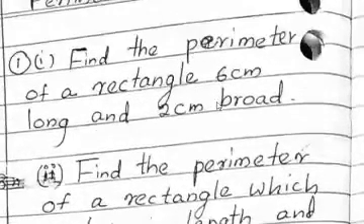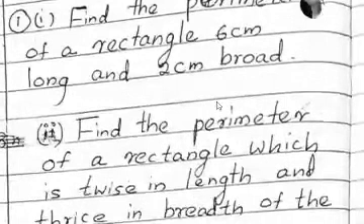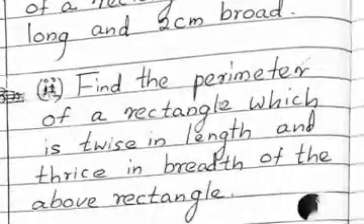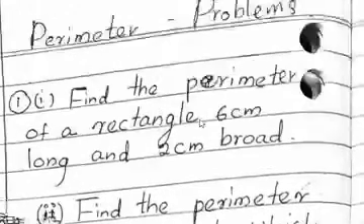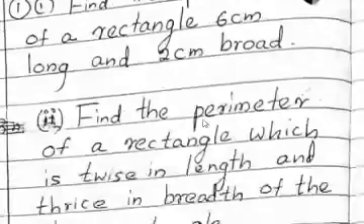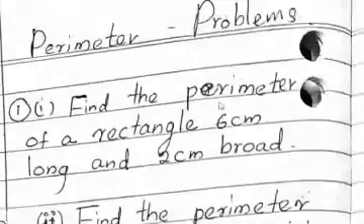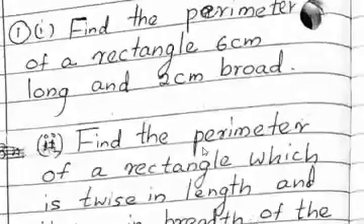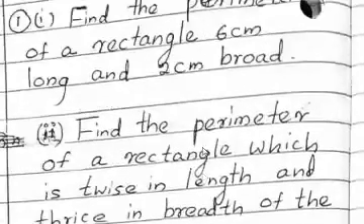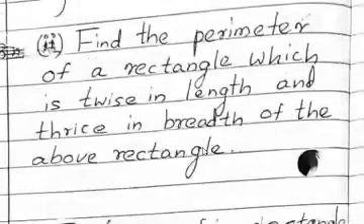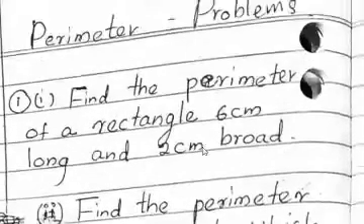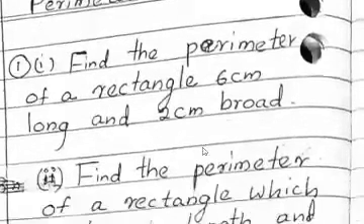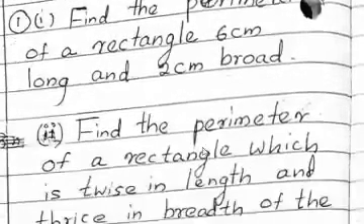Second part. Find the perimeter of a rectangle which is twice in length and thrice in breadth of the above rectangle. So there's a relationship between the first rectangle and the second rectangle. You haven't solved these types of problems in grade 6. We'll see how we solve these types of questions.